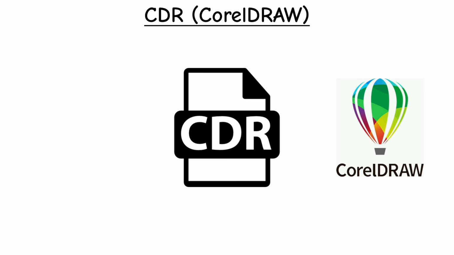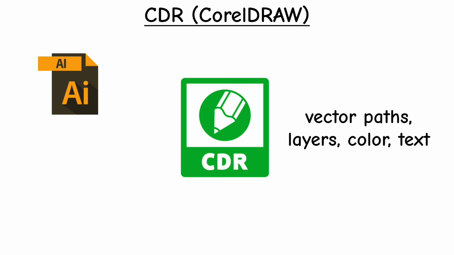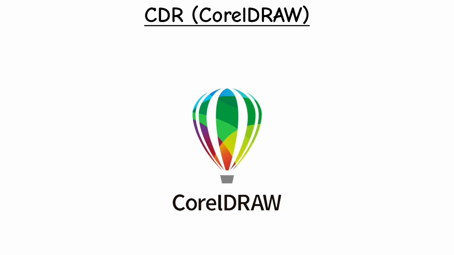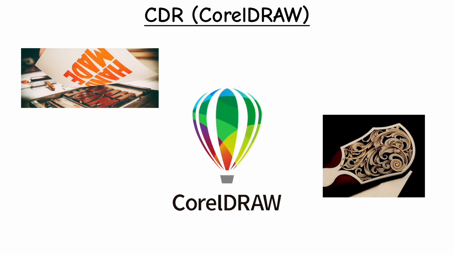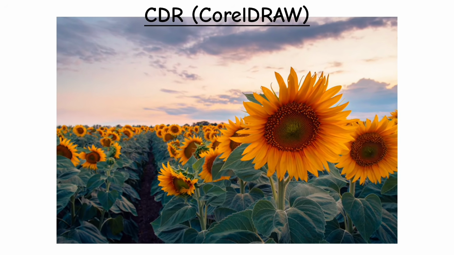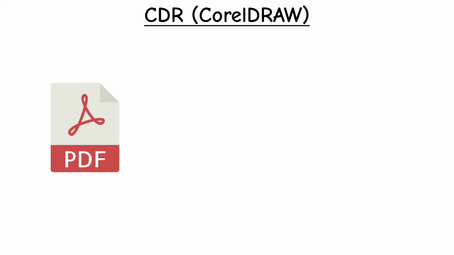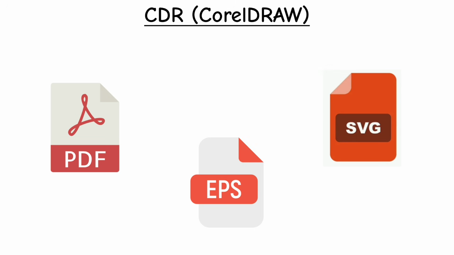CDR is the native format for CorelDRAW, a vector design program first released in 1989 by Corel Corporation. Like Adobe Illustrator's AI files, CDR files also store full editing information such as vector paths, text, colors, and layout details. CorelDRAW became especially popular in sign making, engraving, and other industries that needed precise vector graphics. A CDR file is resolution independent, so it scales perfectly at any size. However, the drawback is compatibility outside of Corel software. You usually need to convert it to formats like PDF, EPS, or SVG to share with others.